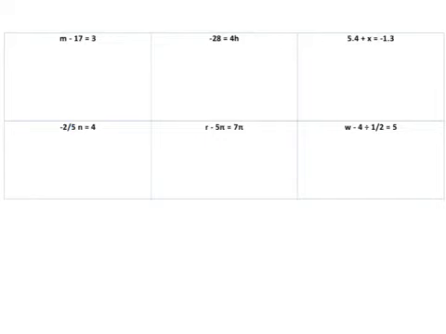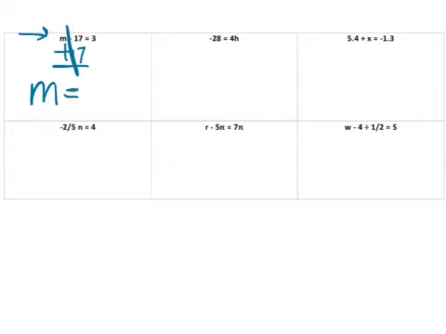Now we're going to talk about some actual examples. Let's start with the very first one: m minus 17 equals 3. What we want to do is get the m by itself. Since 17 is being subtracted, we think about the inverse operation. The subtraction inverse operation is addition. So we add 17. Minus 17 plus 17, well, those cancel out and create 0, where we're left with m on the left side of our equation.